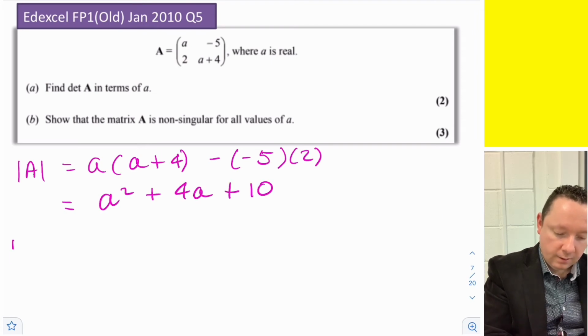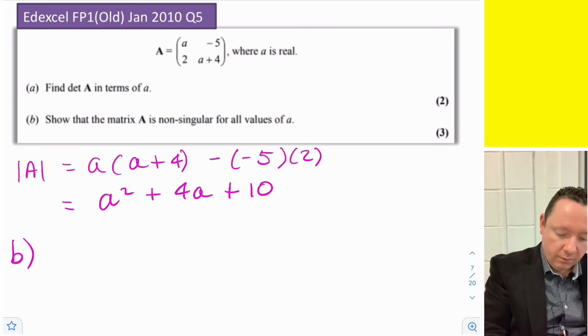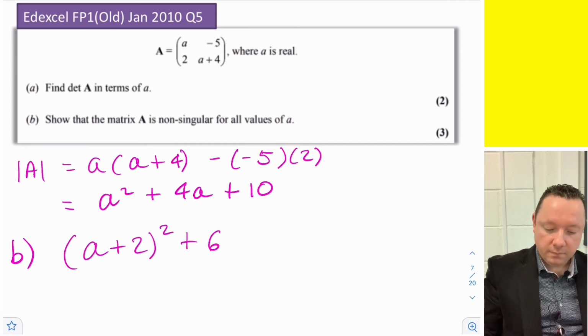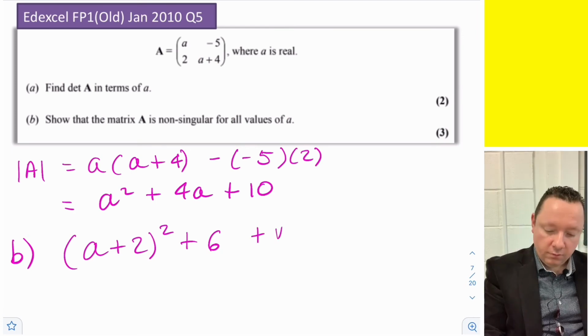Part b, so it's non-singular, so we have to show that this never equals 0. Lots of ways to do that. The easiest way is to complete the square. If we complete the square, we get a plus 2 squared plus 6. The minimum value of it, in other words, is 6. Positive for all values of a, therefore A is non-singular.